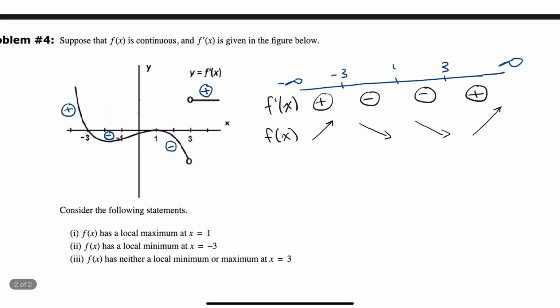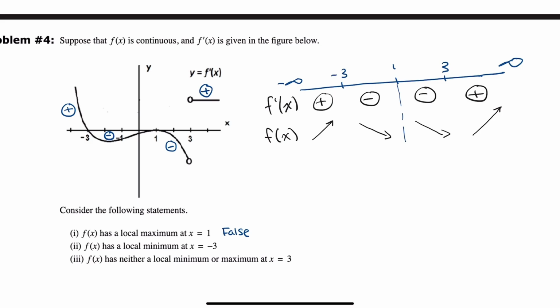From this, we can now answer the following questions. Statement 1 says that f of x has a local maximum at x equals 1. We see right here that at x equals 1, the intervals of decrease do not change at all. It stays negative for both of these intervals, and so the original function stays decreasing for both of them. It is not changing from decrease to increase, and therefore we do not have a maximum nor a minimum at that point. And so therefore we can say that this statement is false.